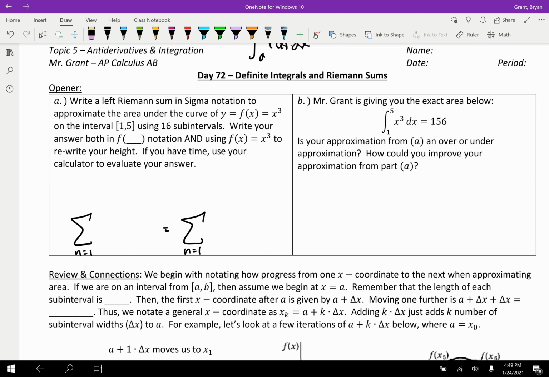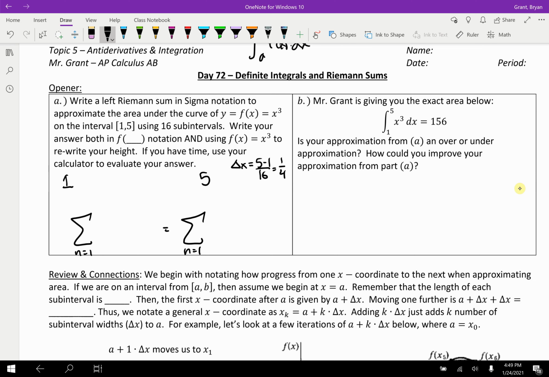All right, well, how are we going to do this? We know we're going on an interval from 1 all the way up to 5. They want us to use 16 subintervals, and so I believe that gives us delta x equals 5 minus 1 over 16. That is 1/4, 4 over 16, right? So each time we're going to bump up 1/4.